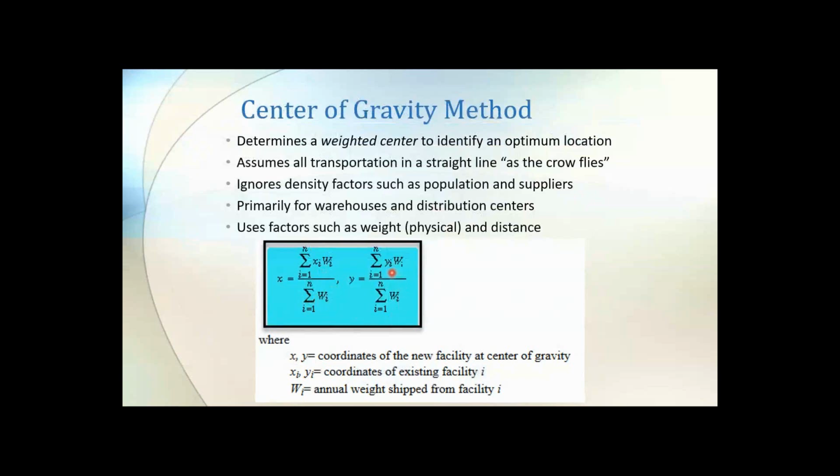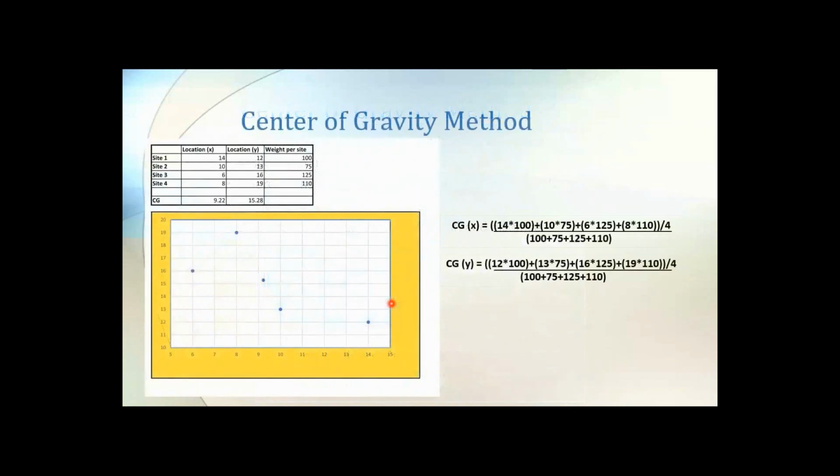And then for Y, you do the same thing. You're going to take the Y coordinate of each of your locations, multiply it by the weight or the profitability, whatever criteria you use. And then you're going to divide it by the sum of all the weights or all the profits or whatever you use for this criteria. And it would look something like this.